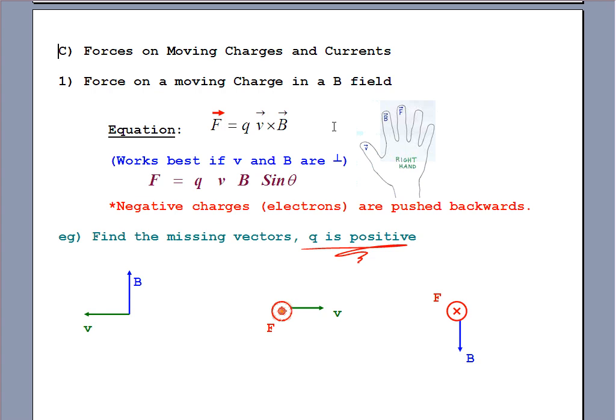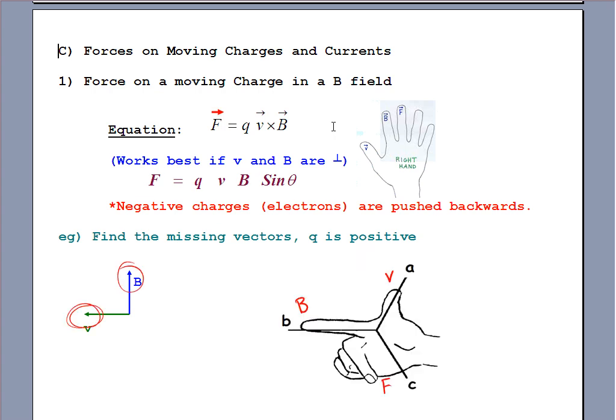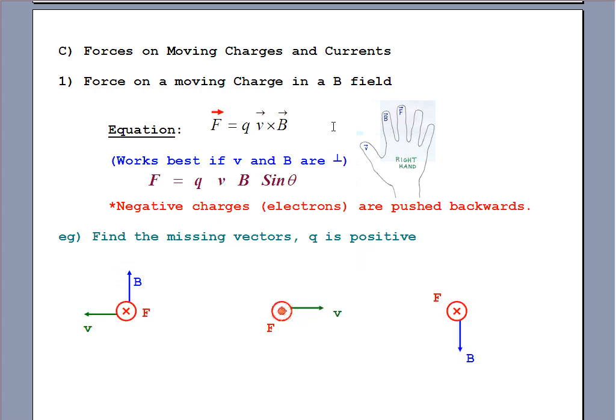So if there was a proton moving to your left in a magnetic field that's towards the top of the paper, it will actually get pushed into the paper as it moves. And we can draw that just as an F with a little X like that to show that it's into the page. The next one, we're missing the magnetic field.